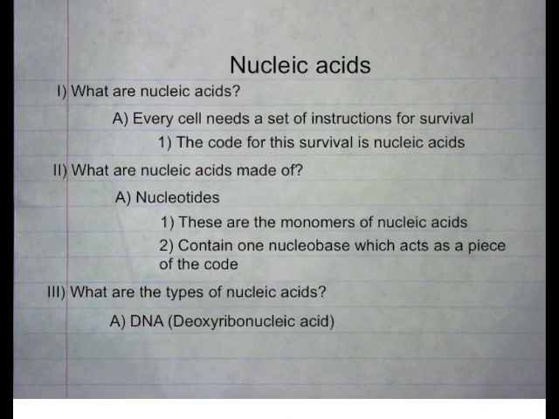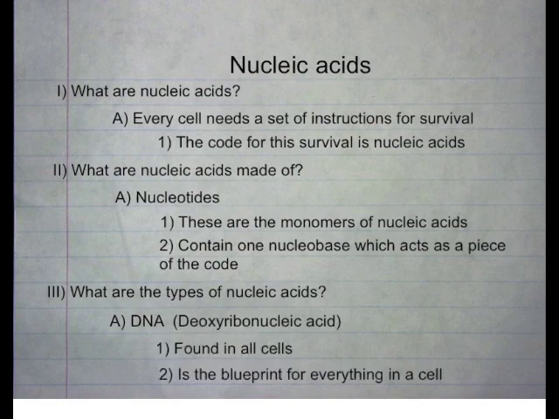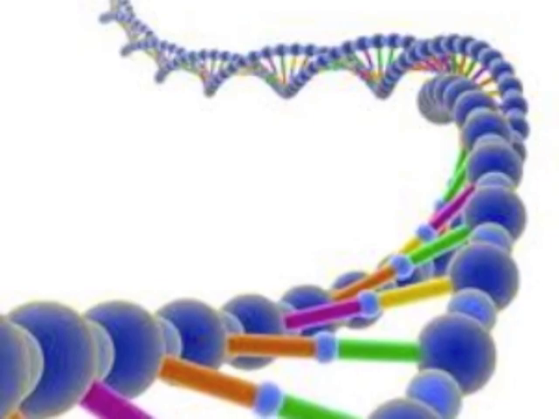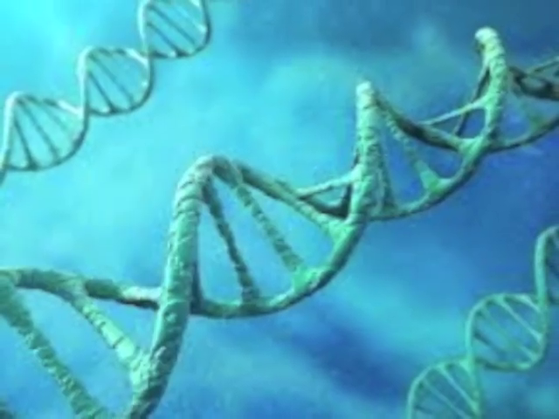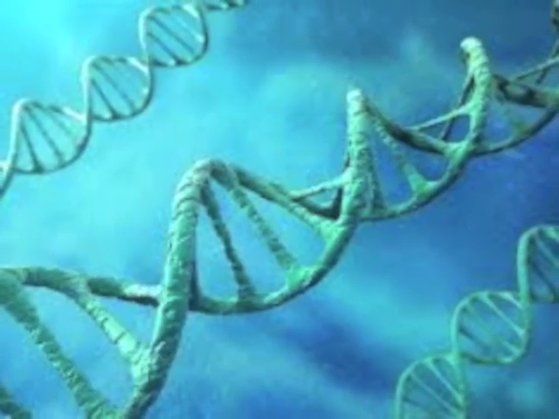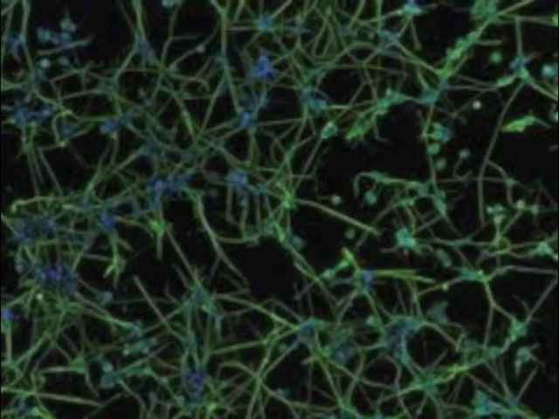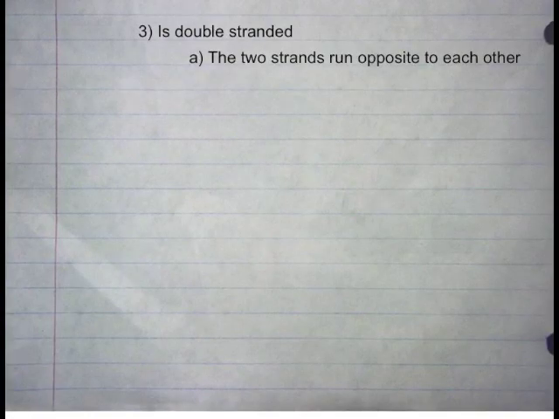What are the types of nucleic acids? A. DNA, deoxyribonucleic acid. Found in all cells, it is the blueprint for everything in a cell. DNA is found in every living organism, and between every living organism, DNA is different. Cells contain massive amounts of DNA as they encode massive amounts of information to ensure that every cell is able to survive. It is double-stranded. The two strands run opposite to each other.